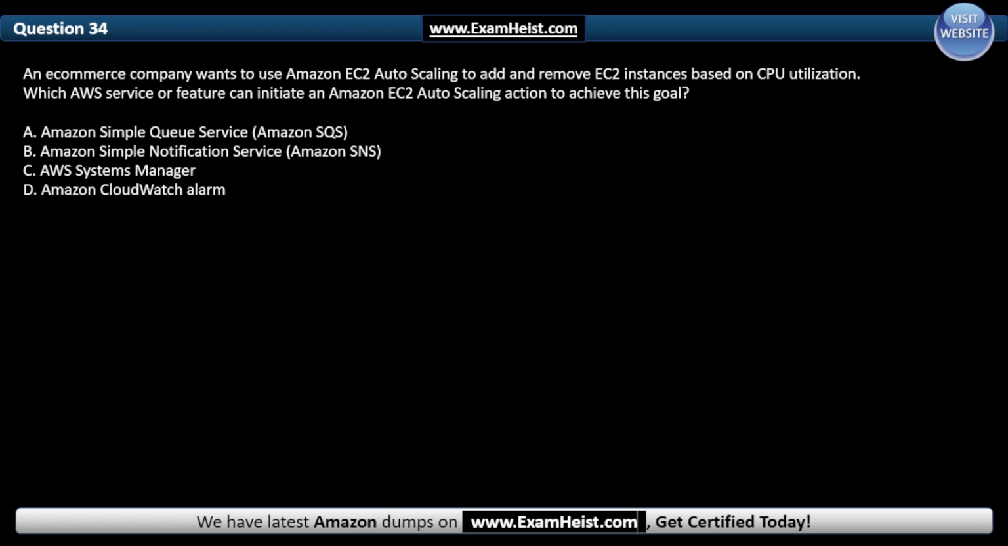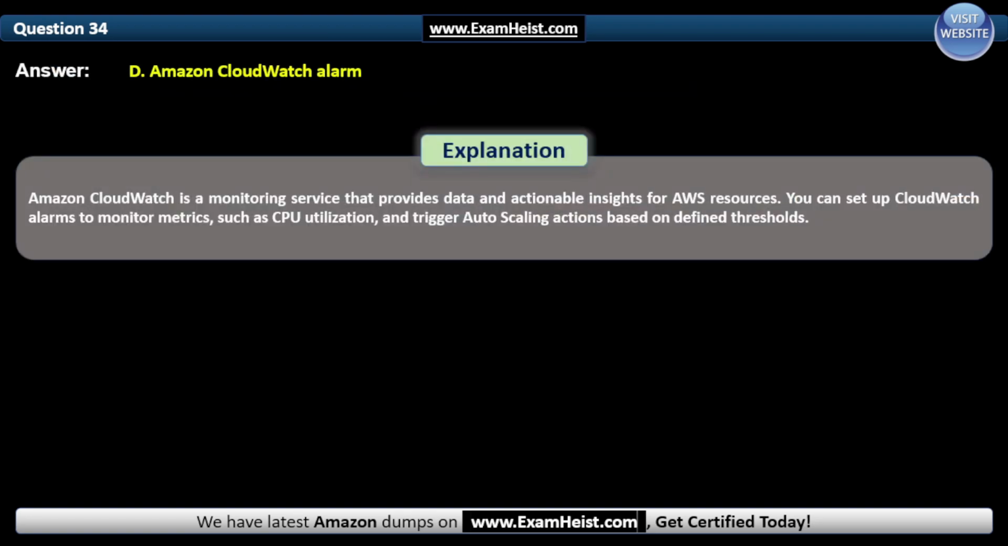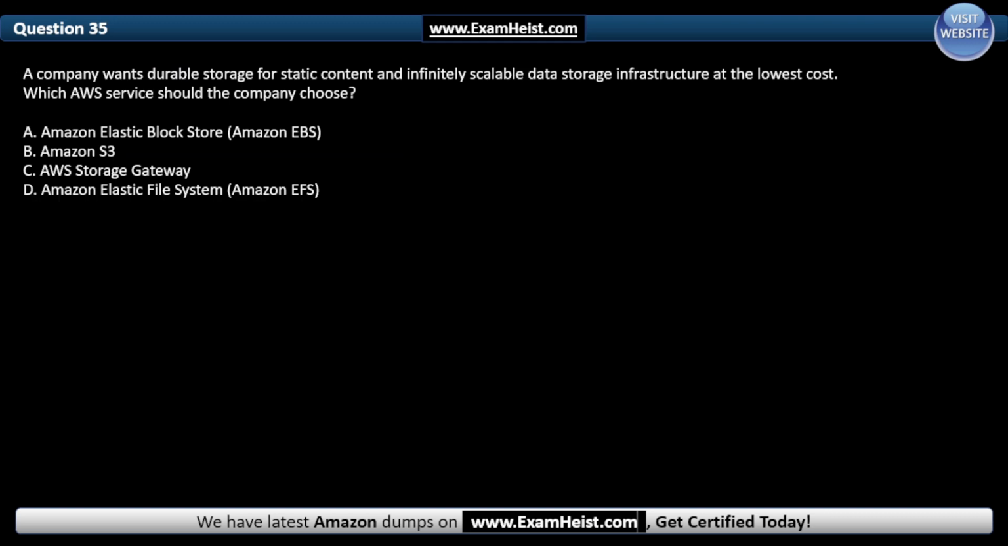The correct answer is D. Amazon CloudWatch Alarm. Amazon CloudWatch is a monitoring service that provides data and actionable insights for AWS resources. You can set up CloudWatch alarms to monitor metrics such as CPU utilization and trigger Auto Scaling actions based on defined thresholds.